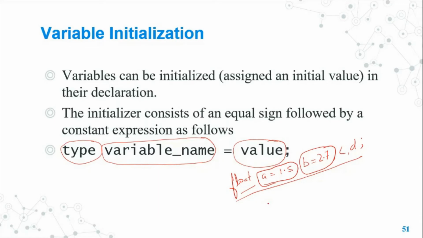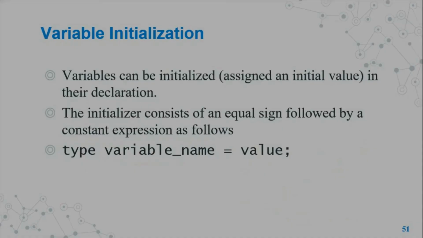Suppose int a, b equal to 5 is given. This means only b is initialized, and a is not initialized. If you want to initialize a also as 5, then you have to give it like this: int a equal to 5, and then comma, b equal to 5. Now a is initialized with the value 5 as well as b is initialized with the value 5. So this is how variable initialization is done.